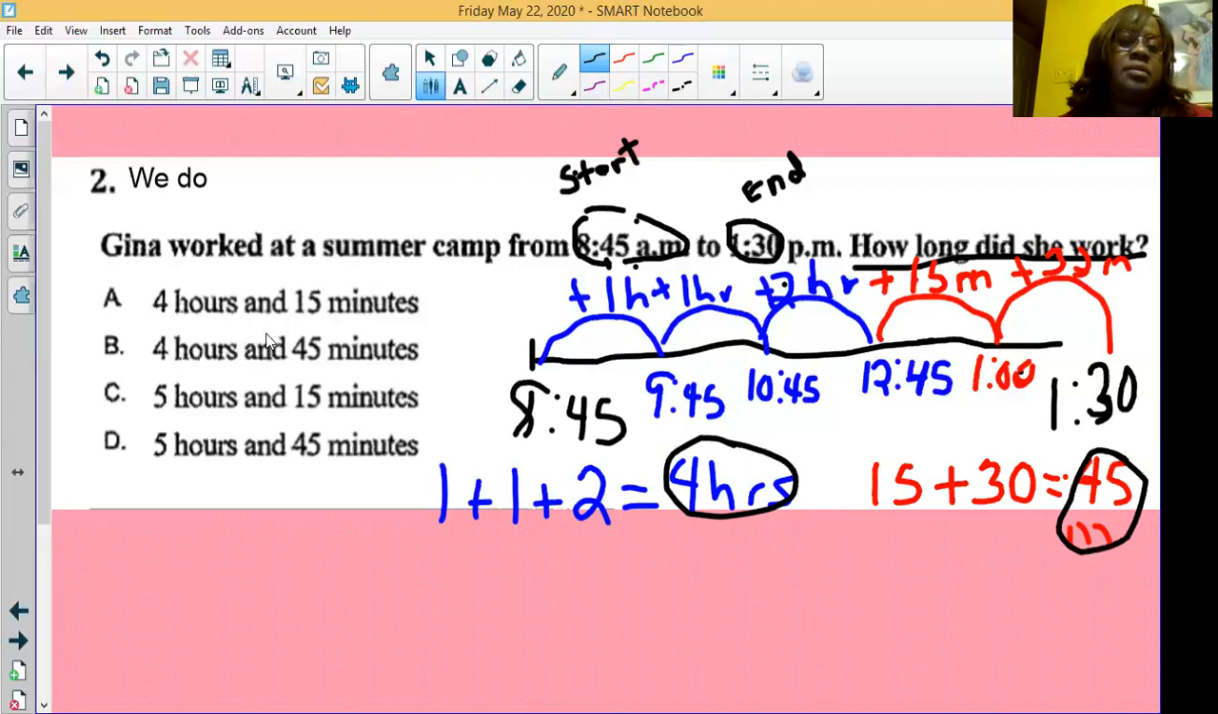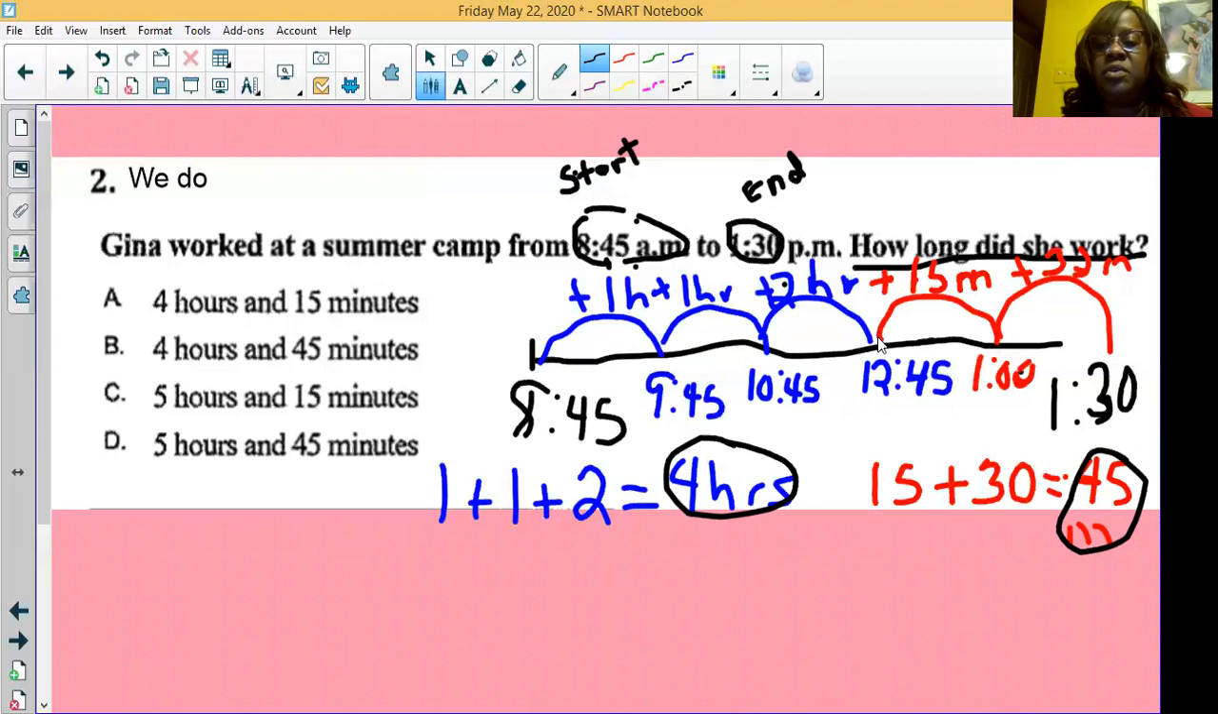Okay, so let's go over here and see if that makes sense. Gina worked at a summer camp from 8:45 to 1:30. So you went from 8:45 to 9:45. You got 1 hour. 9:45 to 10:45 is another hour. And then 10:45 to 12:45 was 2 hours. So you add your hours up. 1 plus 1 plus 2 gave you 4 hours.